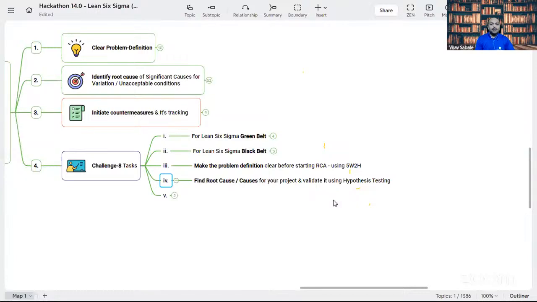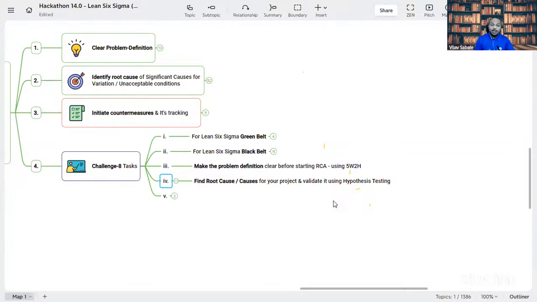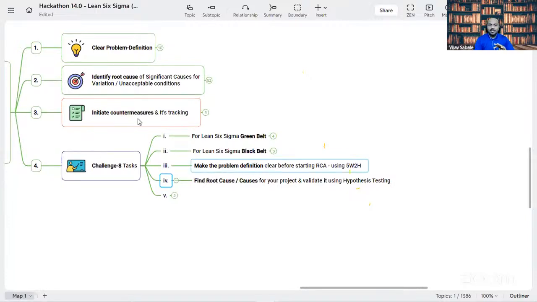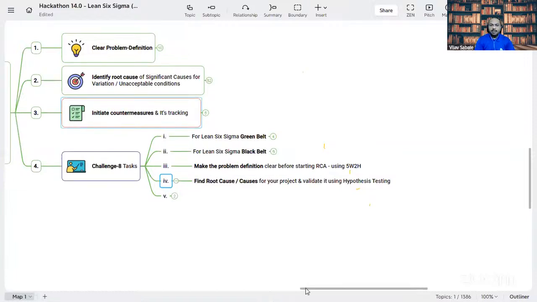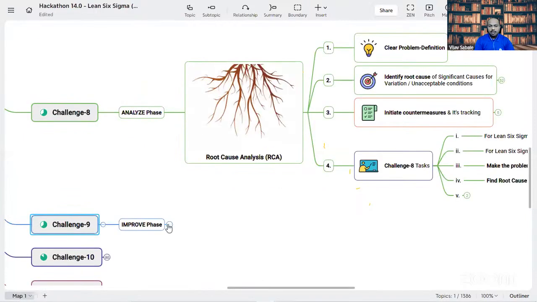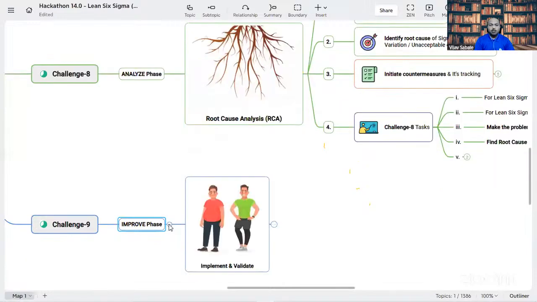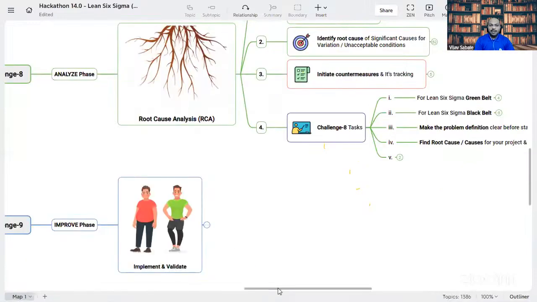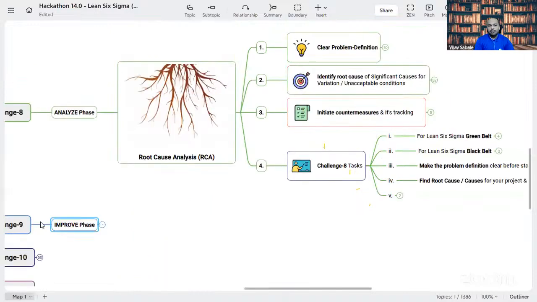Implementation of countermeasure, we are also going to discuss in very detail in the next week as well, where we are going to start our improve phase, where we are going to talk about implement and validate, how to implement the solution and how to validate it, right? Just to give you an overview, I have given you a short introduction of countermeasure, but we are going to discuss that in very detail in the next week, where that will be the challenge 9, and we are going to discuss how to implement the solution and how to validate that the solution that we executed is valid and effective or not, right? So that we'll see in the next week.